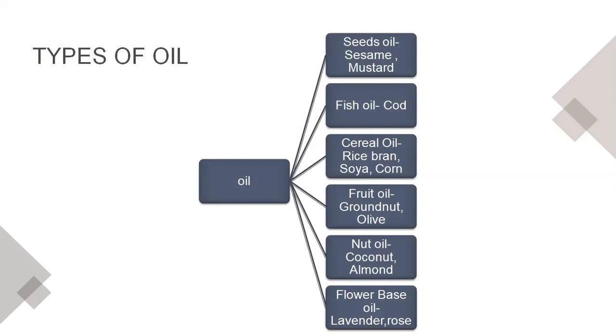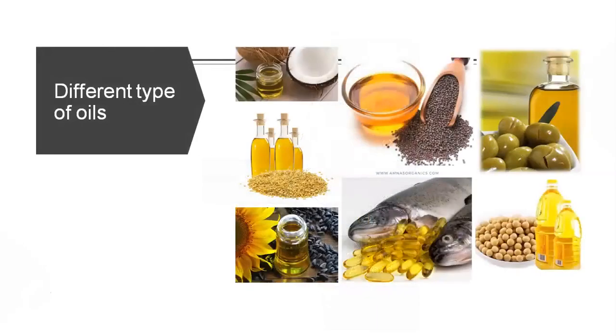Next is nut oil, like coconut, almond, that is in that category. Next is flower-based oil, like the aromatic oils, which are like lavender, rose, jasmine, all these come under this category. So these are your types of oil.